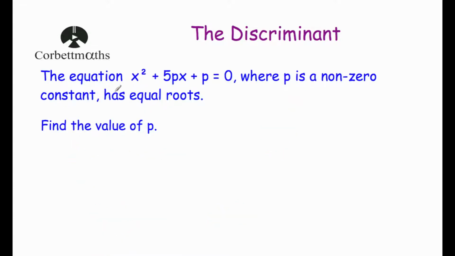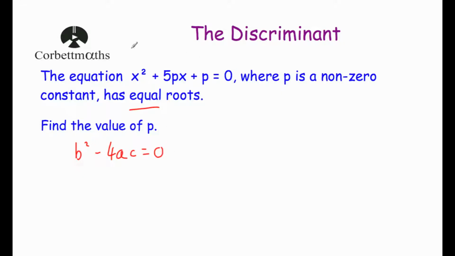Our next question says the equation x squared plus 5px plus p equals 0, where p is a non-zero constant, has equal roots. Find the value of p. Now we've been told it's got equal roots, so that means the discriminant is equal to 0. So let's write that down. b squared minus 4ac equals 0.